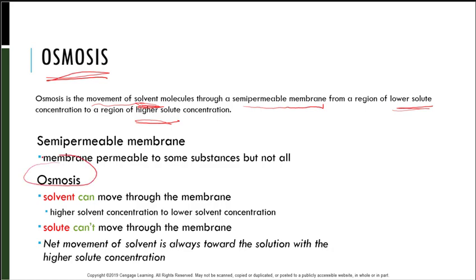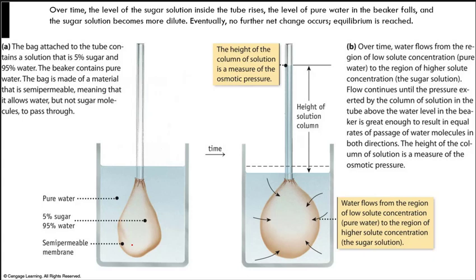And again, here's our big point. In osmosis, the solvent can move through the membrane, and it's always moving from higher solvent concentration to lower solvent concentration. The solute cannot move through the membrane. The net movement of solvent is always toward the solution with the higher solute concentration. Over time, the level of sugar solution inside the tube rises, the level of pure water in the beaker falls, and the sugar solution becomes more dilute, and eventually no further net change occurs and equilibrium is reached.